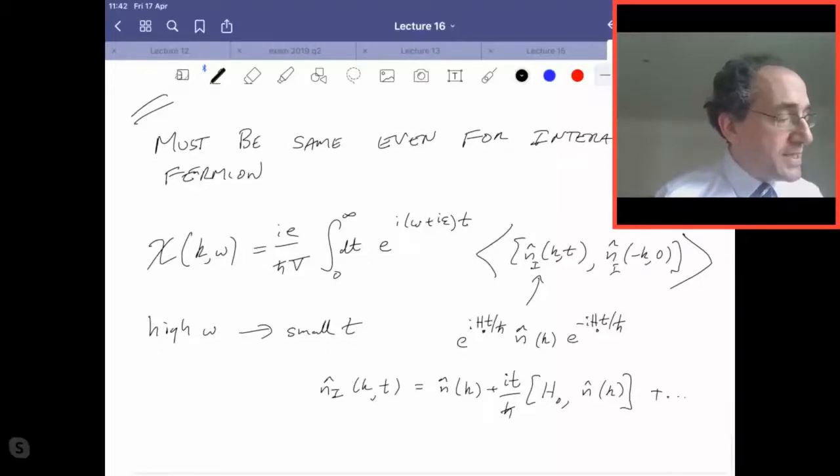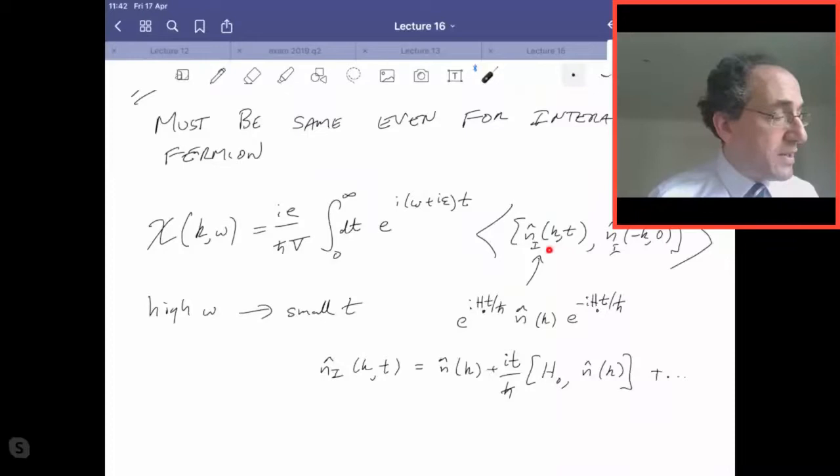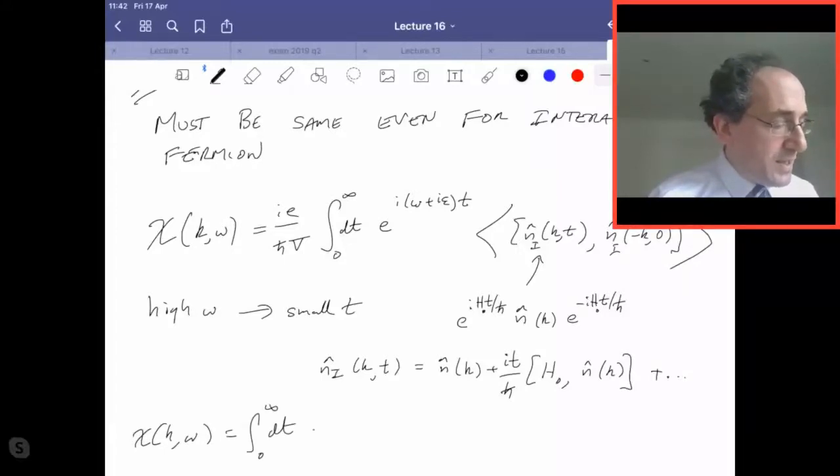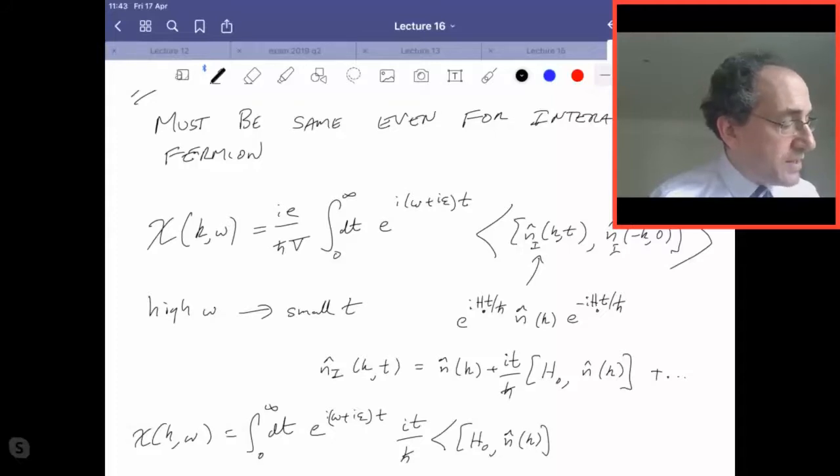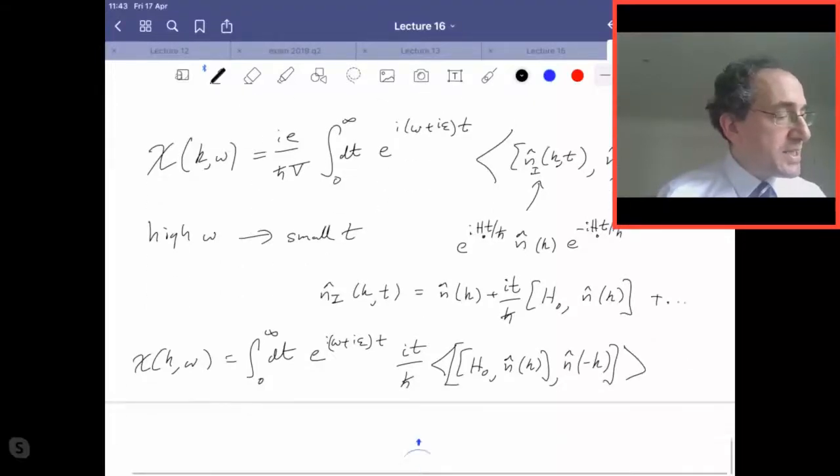So plugging this into our commutator term here, we then get chi of k and omega is the integral from 0 to infinity dt e to the i omega plus i epsilon t. Then there's an it over h bar, and we have a commutator of H naught with n hat of k, and then that commutator is commuted with n hat of minus k. Okay? And this is a double commutator.